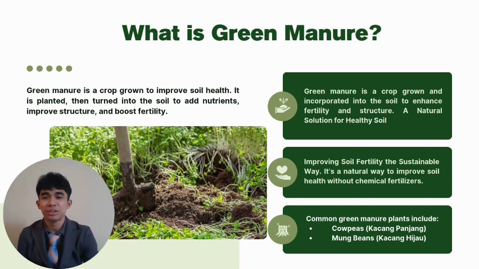What is green manure? Green manure is a crop grown to improve soil health. It is planted then turned into the soil to add nutrients, improve structure, and boost fertility. It is a natural solution for healthy soil. Green manure can improve soil fertility the sustainable way. It is a natural way to improve soil health without chemical fertilizer. Common green manure used in Malaysia is cowpeas, or kacang panjang, or mung beans, kacang hijau.